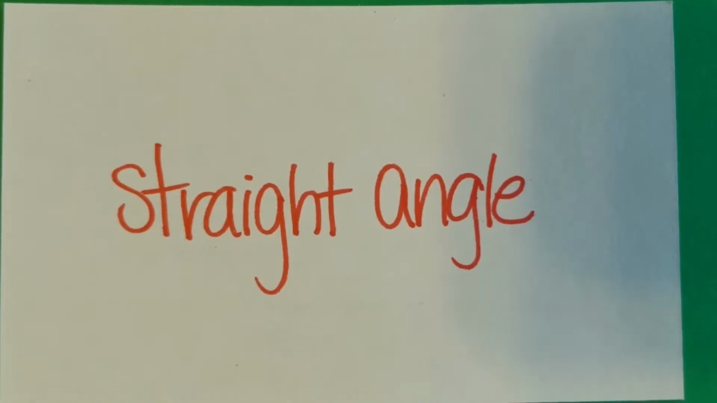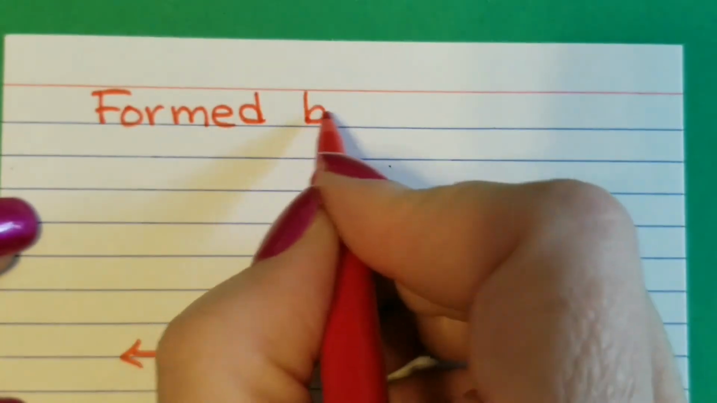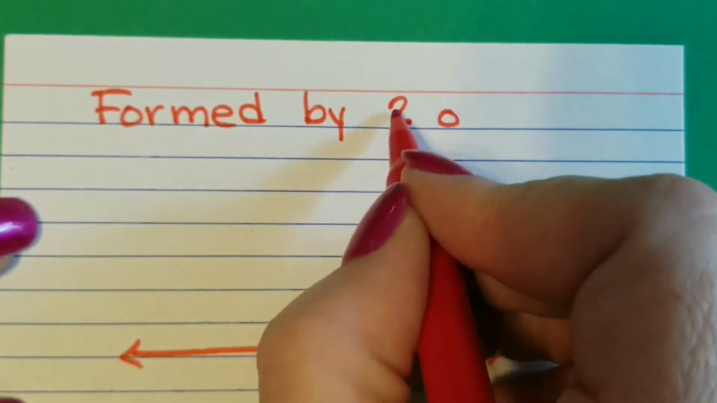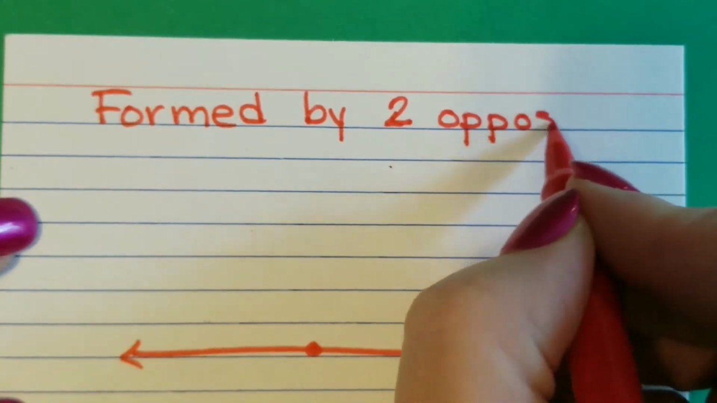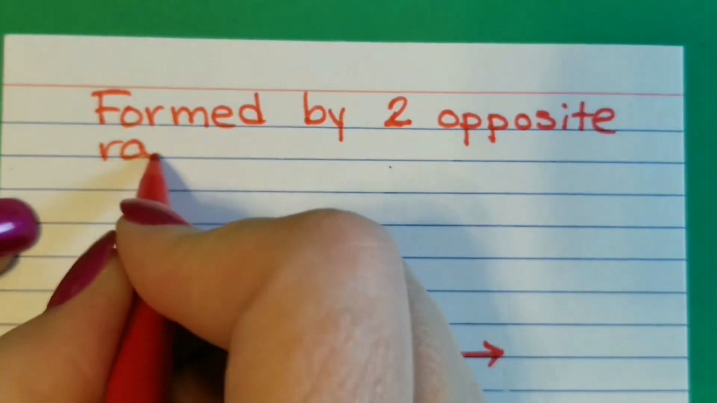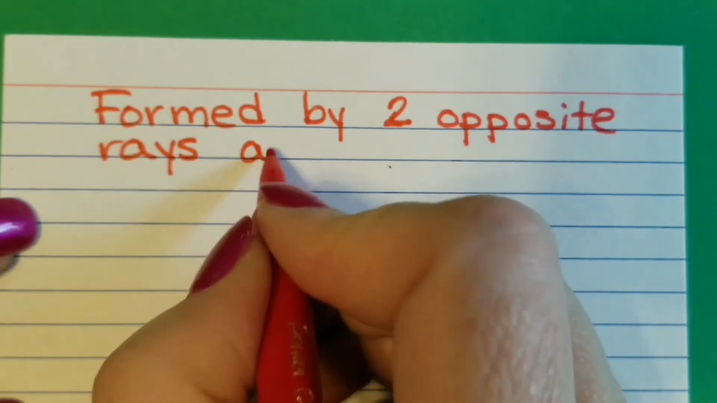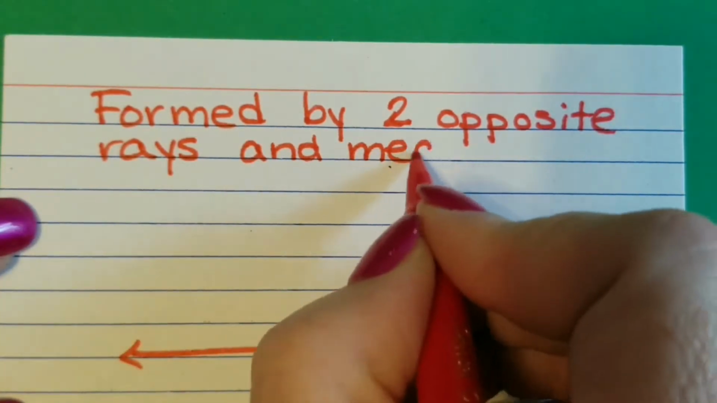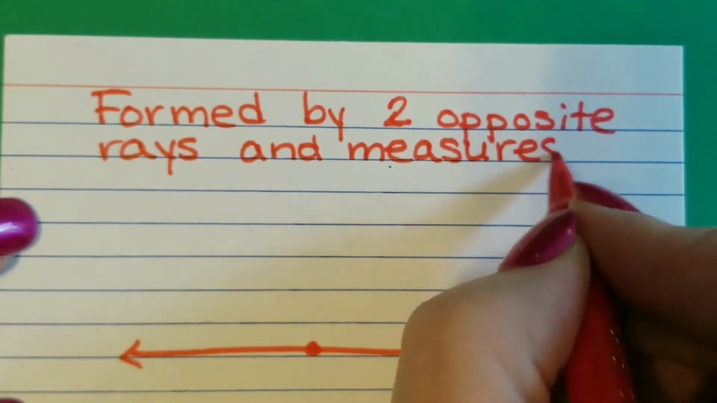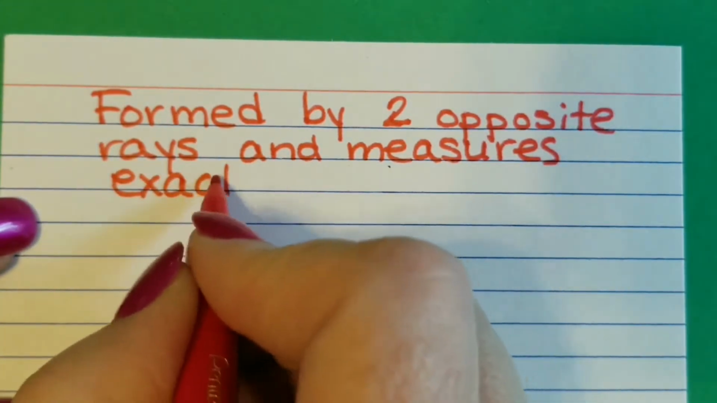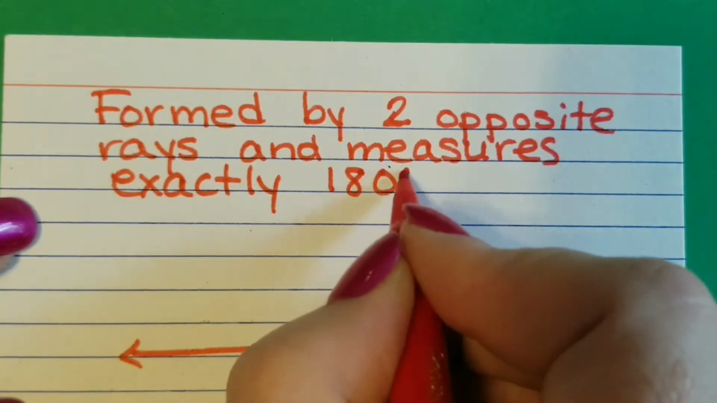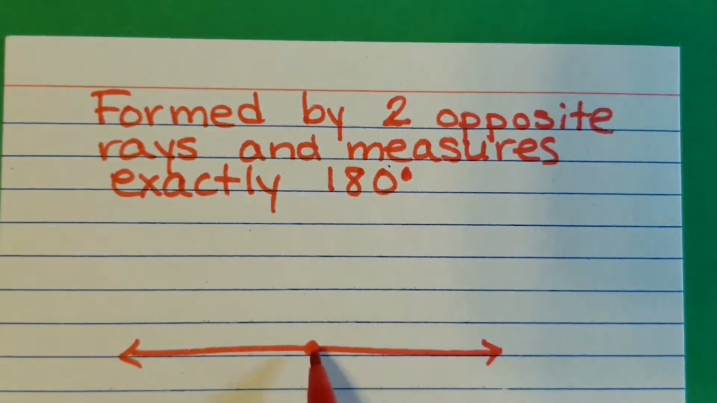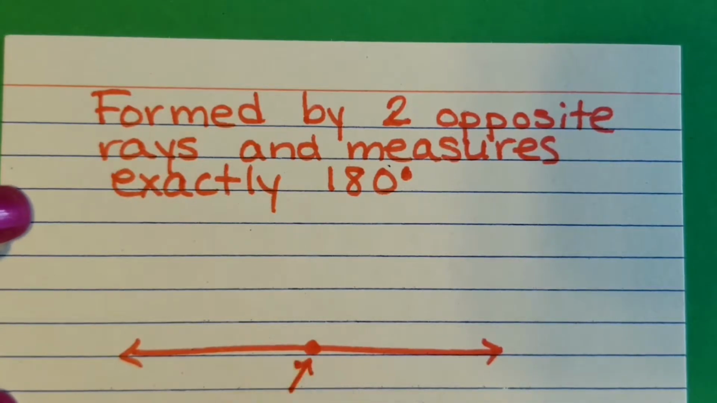A straight angle is just like what its name sounds like. It makes a straight line. It is formed by 2 opposite rays, and it measures 180 degrees. So it looks like a straight line with a dot in the middle. This would be its vertex.